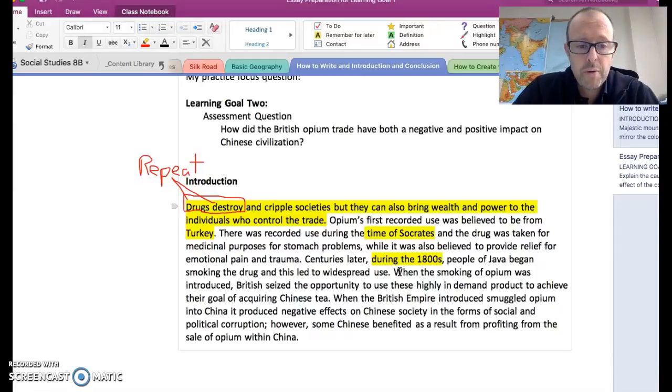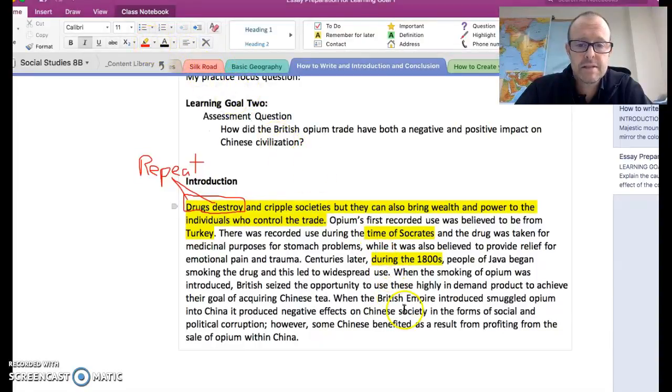Okay, so in this case, what is my thesis statement? I put: when smoking opium was introduced, the British seized the opportunity to use this highly in-demand product to achieve their goal of acquiring Chinese tea. When the British Empire introduced smuggled opium into China, it produced negative effects on Chinese society in the forms of social and political corruption. However, some Chinese benefited from profiting from the sale of opium within China. So if I go back to my learning goal assessment, I'm going to talk about the negative and positive impact on Chinese civilization. Sometimes things aren't all bad.